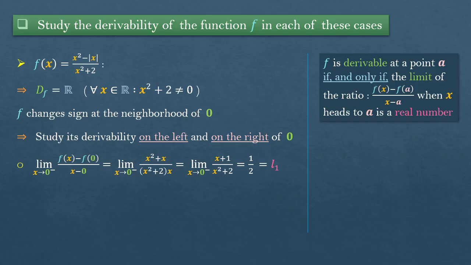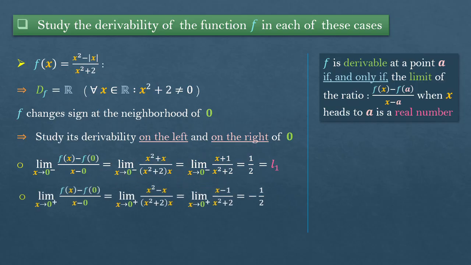Besides that, for the derivability of our function on the right of 0, we have the limit of the ratio (f(x) minus f(0)) all over (x minus 0) when x heads to 0 by greater values, which equals the limit of (x squared minus x) all over (x squared plus 2) all over x when x heads to 0 from above, and this equals the limit of (x minus 1) all over (x squared plus 2) when x heads to 0 from above, which equals minus 1/2. We will note this limit as equal to the real number L2.